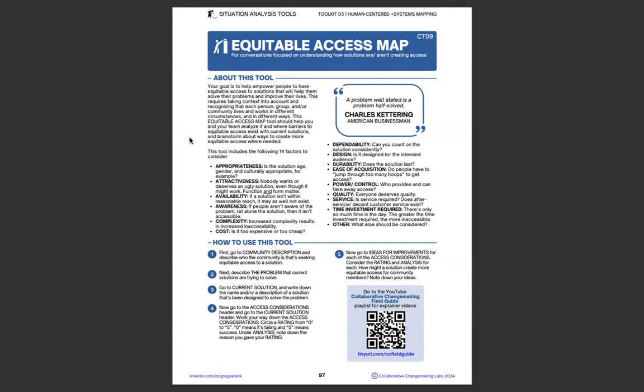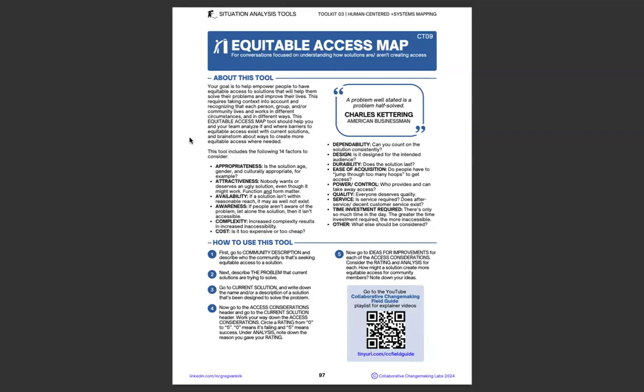Appropriateness. Is the solution age, gender, and culturally appropriate? For example, if it's not appropriate in these ways, it may not actually be equitably accessible. It may not be accessible. People may not want it or use it or be able to get it. Attractiveness. Nobody wants or deserves an ugly solution, even though it might work. Function and form matter, right? For example, just because I have less economic resources than someone else doesn't mean I want something ugly. I want something just as attractive and dignified as everyone else.